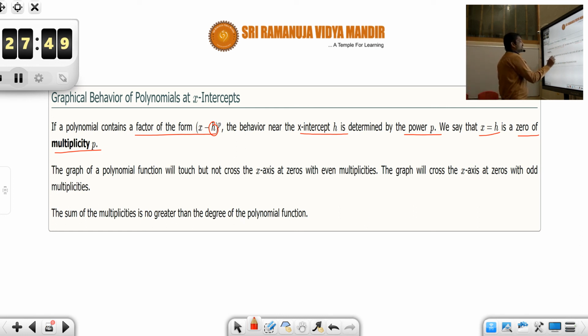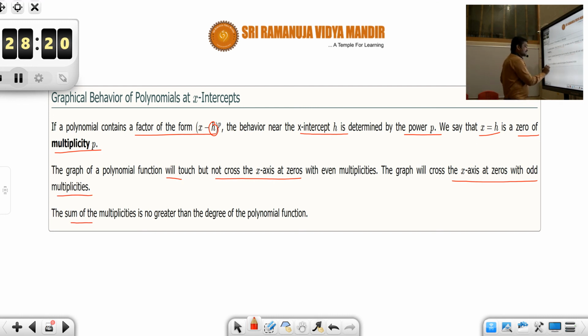The graph of a polynomial function will touch but not cross the x-axis at zeros with even multiplicities. Because at even multiplicities, the graph meets the x-intercept, touches and bounces back. It crosses the horizontal axis only at odd multiplicities, not for even multiplicities. The graph will cross the x-axis at zeros with odd multiplicities.